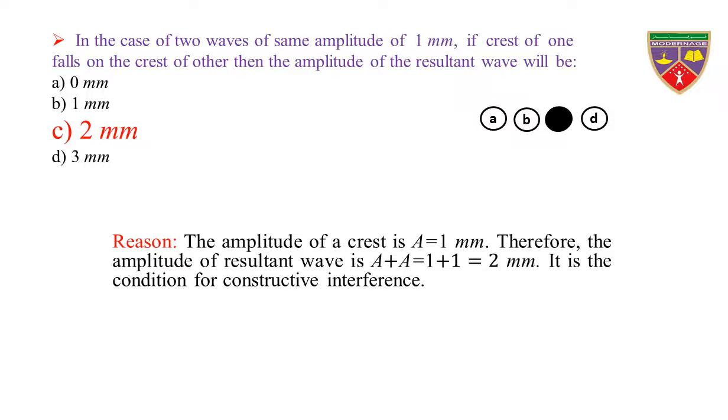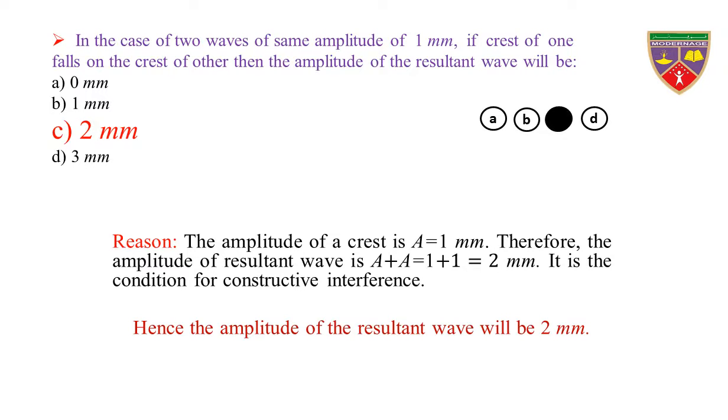Reason: the amplitude of a crest is A = 1 millimeter. Therefore, the amplitude of the resultant wave is A + A = 1 + 1 = 2 millimeter. It is the condition for constructive interference. Hence, the amplitude of the resultant wave will be 2 millimeter.